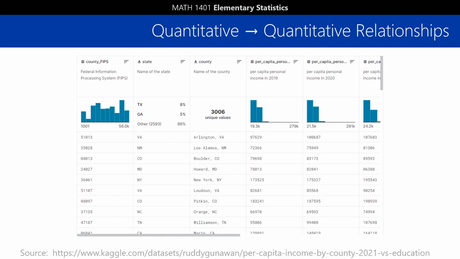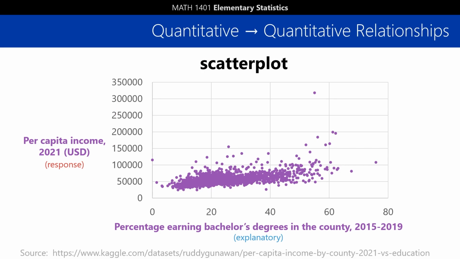One dataset compares the per capita income of over 3,000 US counties to how many people earned associate's and bachelor's degrees. I grabbed this dataset and used Excel to generate a scatter plot of the data, using the percentage of people earning bachelor's degrees in 2015 to 2019 as a quantitative explanatory variable on the horizontal axis, and the per capita income in that county in 2021 as a quantitative response variable on the vertical axis. By the way, if you don't know, per capita income is just the total income of everyone in the county altogether divided by the total population. So really, it's just the mean income.